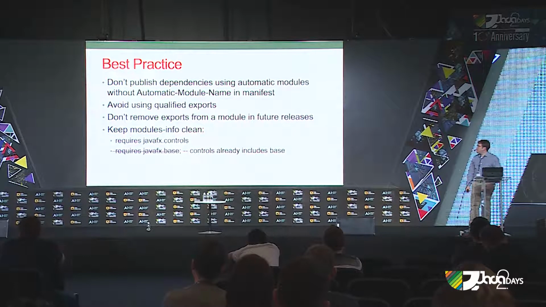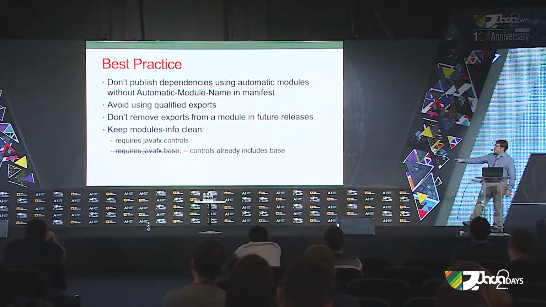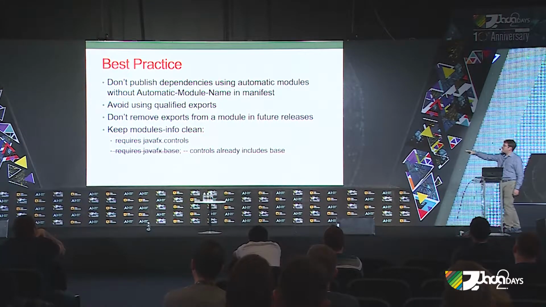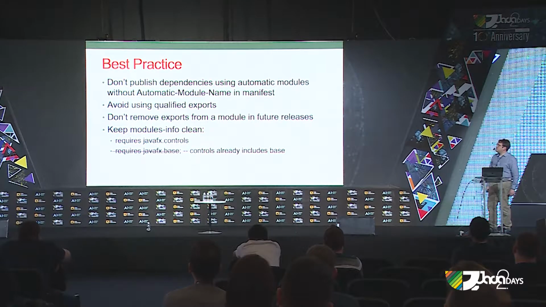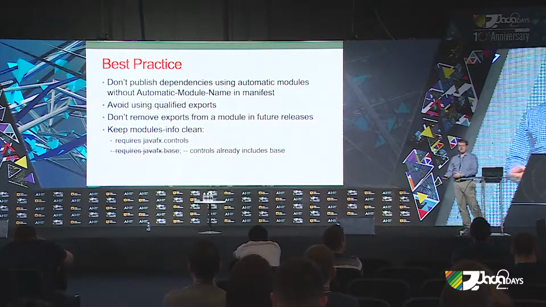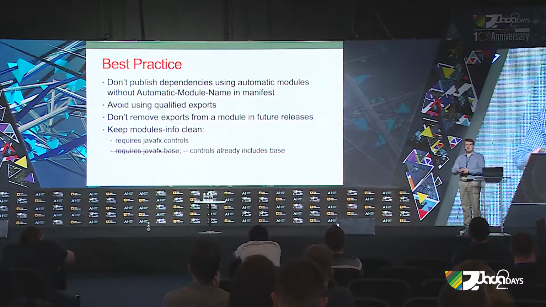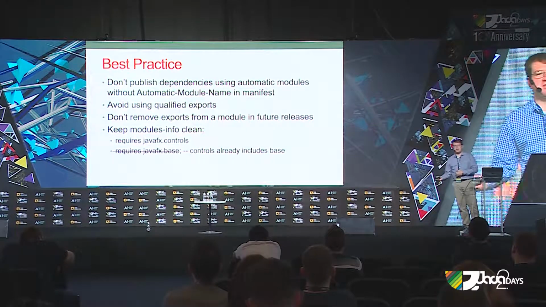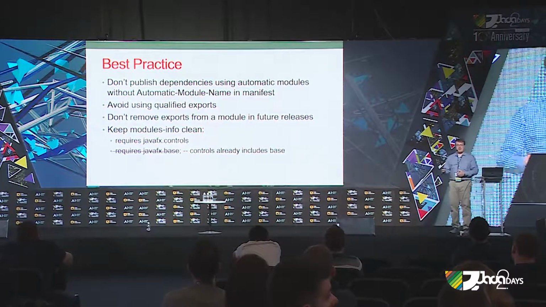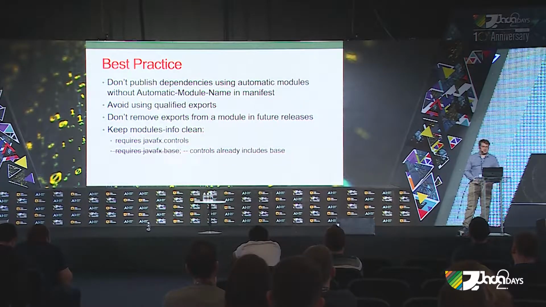Don't remove exports from a module in a future release, so this breaks backward compatibility. And keep module infos clean, so don't add in unnecessary dependencies. And the other thing was avoid using qualified exports where you export stuff to a specific module. And remember that if you're maintaining a library today and you add a module-info to your library, that does not mean that somebody that's using your library has to be using the module system at all. They can still be running their application on the Classpath. However, those that are attempting to write an application or attempting to modularize their application will benefit from that because it'll make their job much easier.